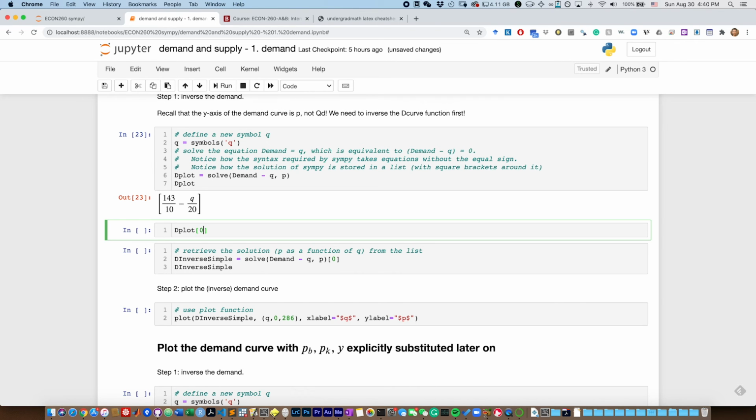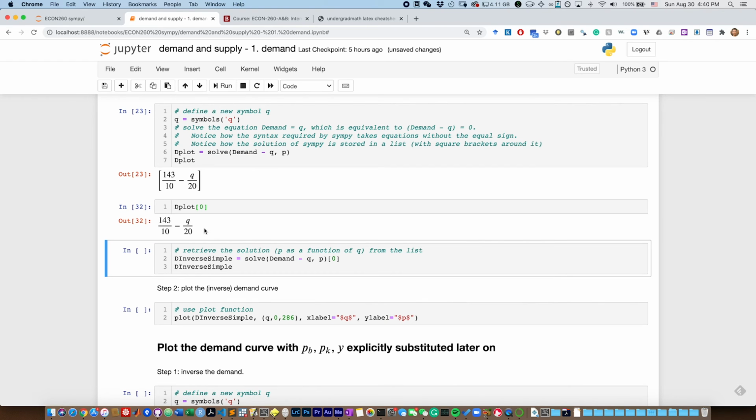So if we just type dplot square bracket 0, now you can see what's being returned does not have the square brackets around it anymore. And this is because it is the element inside and just the mathematical expression for the solution as opposed to a list of all possible solutions. Now we're ready to move on and look at the next cell.